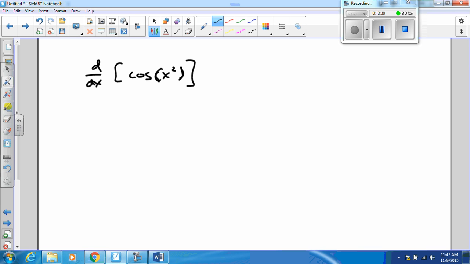Okay? So, before you begin, identify outside, inside. What's the outside function? Cosine. What is the inside function? X squared. So I'm going to think of this as the derivative of the outside. The derivative of cosine is negative sine of whatever is on the inside. It's the derivative of just the outside, don't touch that inside, times the derivative of the inside.